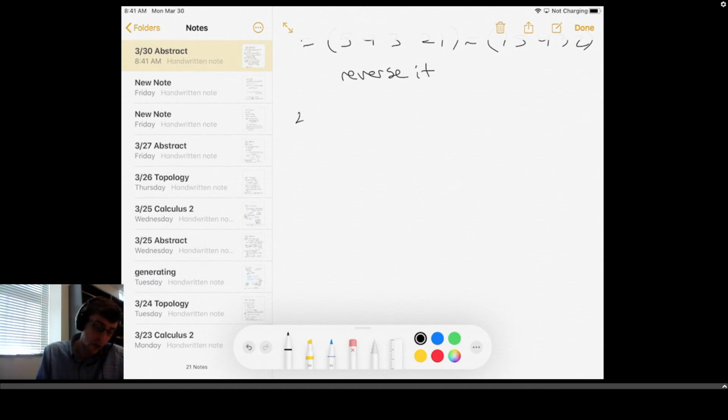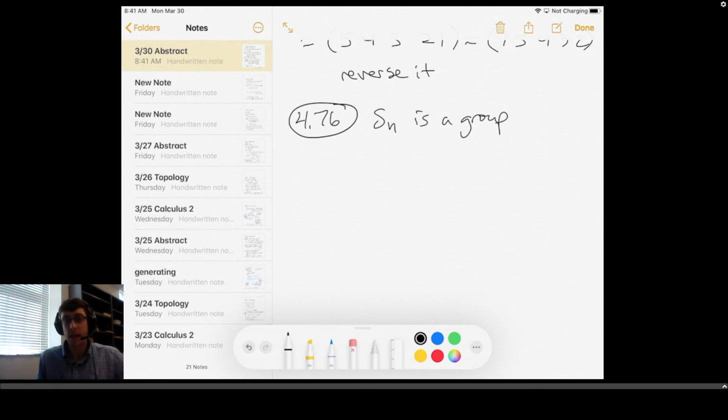All right. So yeah, now we're ready to state. We already knew this was a group, but if you view it as concatenation of diagrams, you can also see it's a group. But yeah, Sn is a group. We know how to find inverses. We know the identity exists. It's do nothing. Function composition is associative.